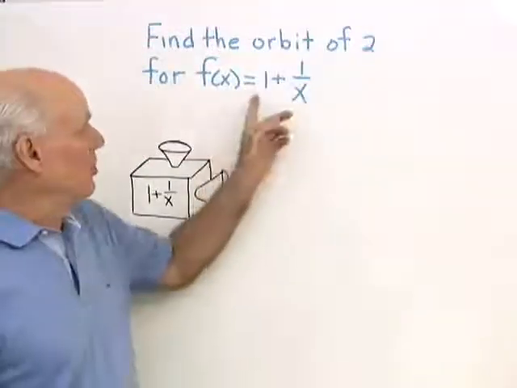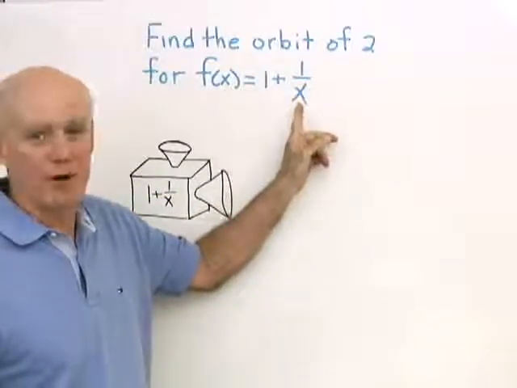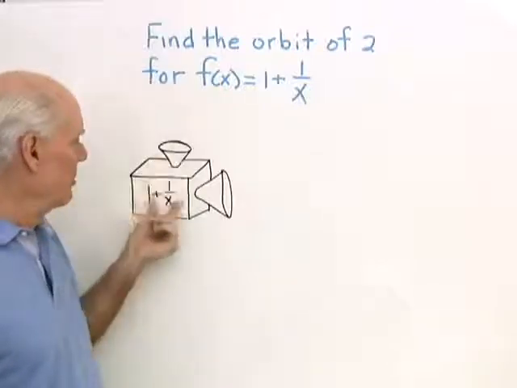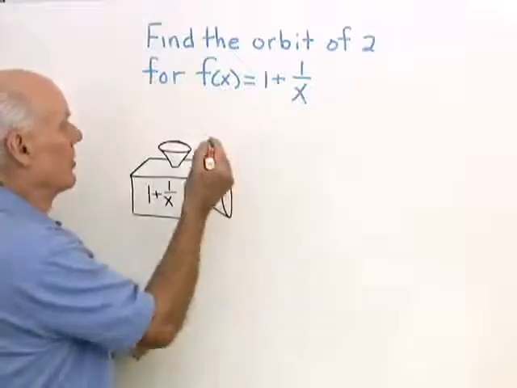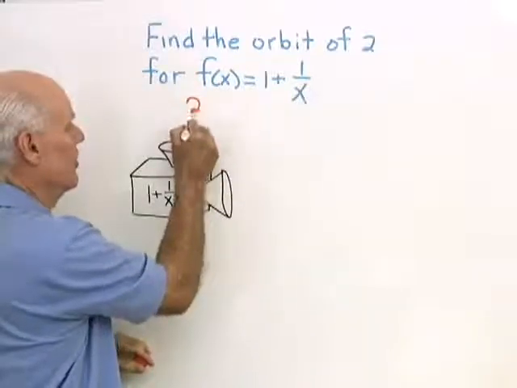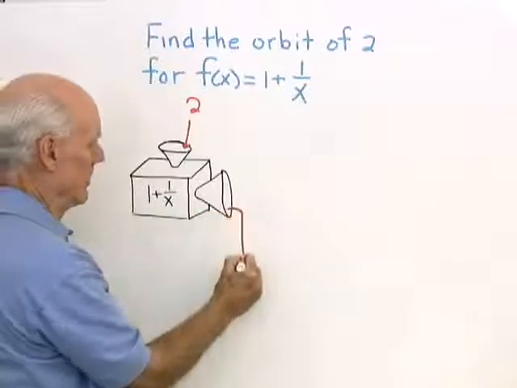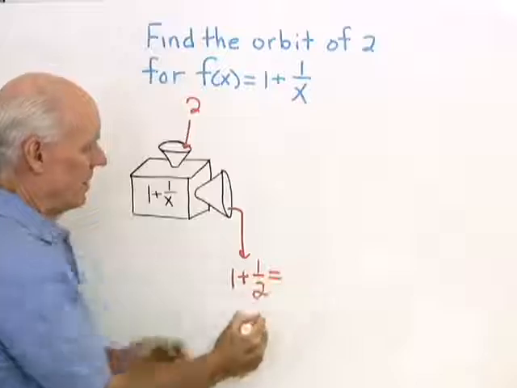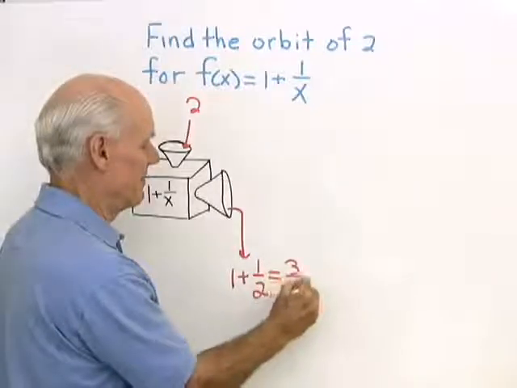Okay, here's our next orbit that we want to find, the orbit of 2 for f of x equal 1 plus 1 over x. So I've drawn a little function machine right here, and we're going to input values of x, and what we're going to get out is 1 plus 1 over x. So I'm going to start by inputting 2 in here, and what's going to come out of that is going to be 1 plus 1 over 2. Okay, and that's going to be 2 halves plus 1 half, so that's going to be 3 halves.